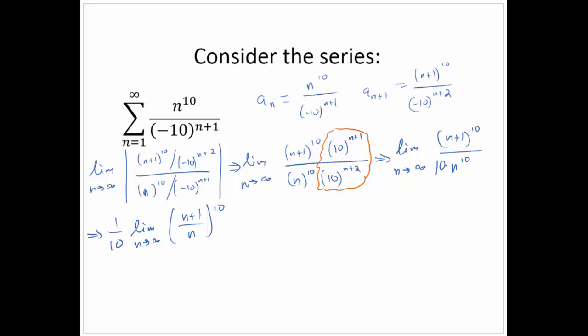All right, I can simplify that fraction, n plus 1 over n. So that's 1/10 limit n approaching infinity, 1 plus 1 over n to the 10th. And as n approaches infinity, 1 over n approaches 0, so I've got then 1 to the 10th, and so that ends up being 1/10 times 1 to the 10th, which is 1/10.